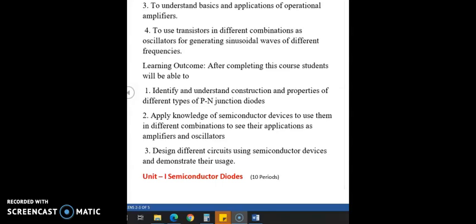The remaining part we shall discuss in the next lecture in detail.